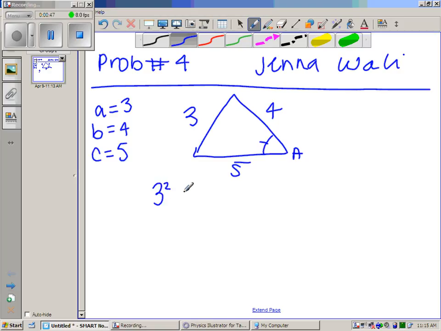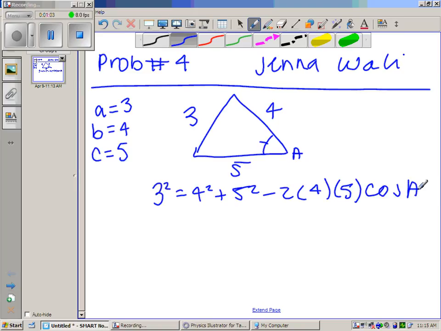So we're going to do 3 squared, because 3 is side A, okay? So it's like A squared equals B squared plus C squared minus 2 times B times C times cosine of A, because we're solving for that angle. Okay, that's going to equal 9 equals 16 plus 25 minus 2 times 4 times 5, which is negative 40 cosine of A.